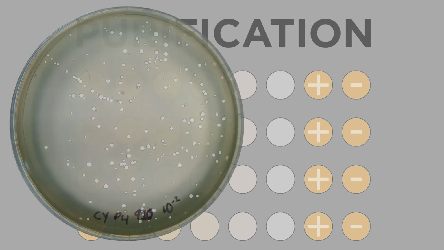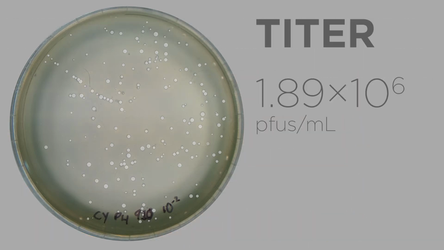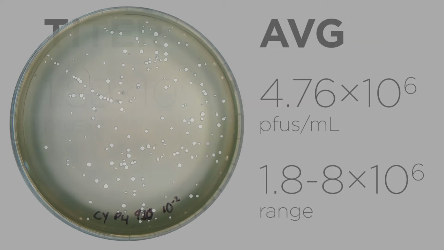I counted my plaques using Adobe Illustrator, which gave me a titer of approximately 1.89 times 10 to the 6 plaque-forming units per milliliter, which was fairly close to my average of 4.76 plaque-forming units per milliliter. The range of titers I got during purification were between 1.8 and 8 times 10 to the 6 plaque-forming units per milliliter.